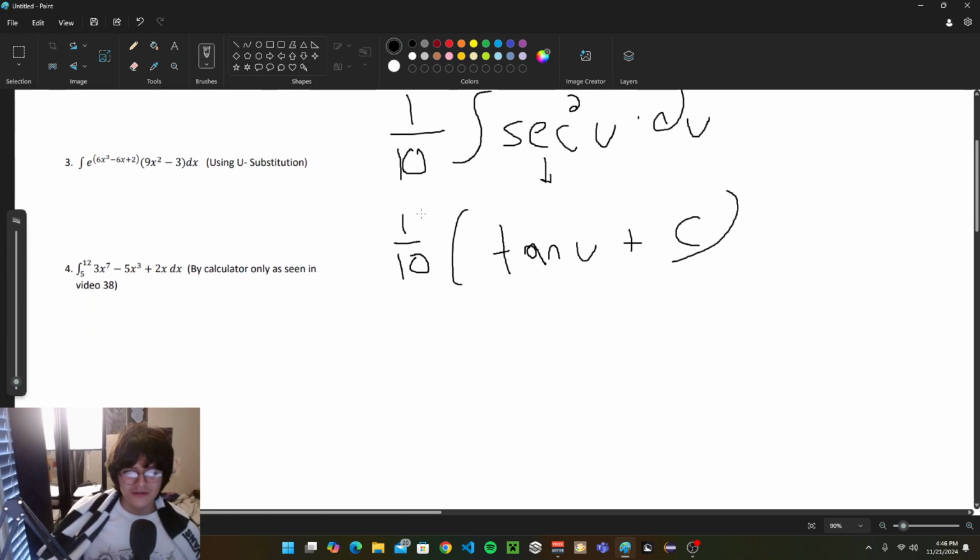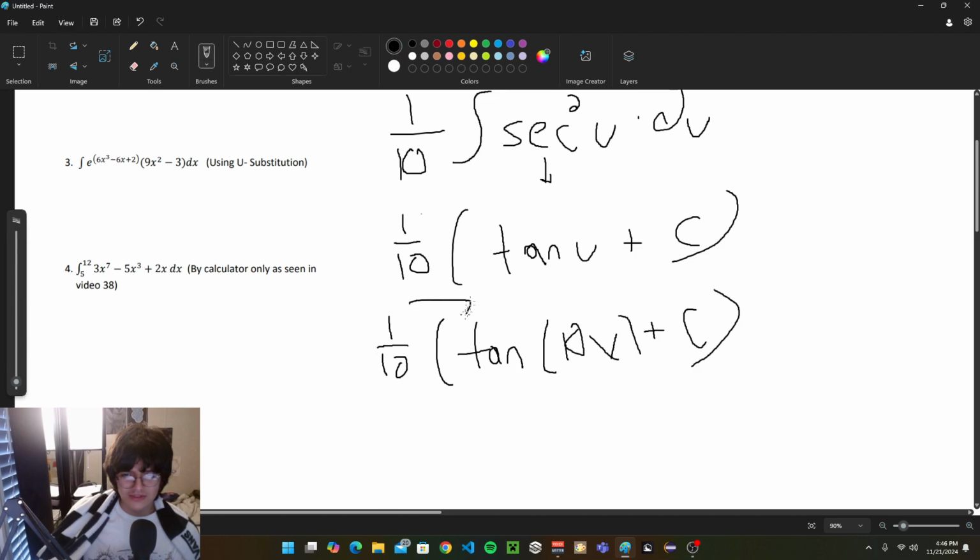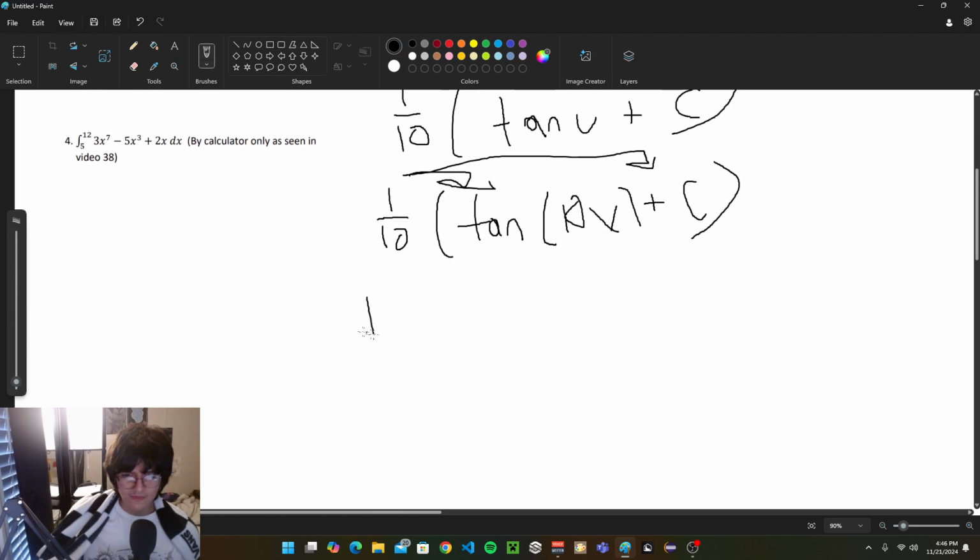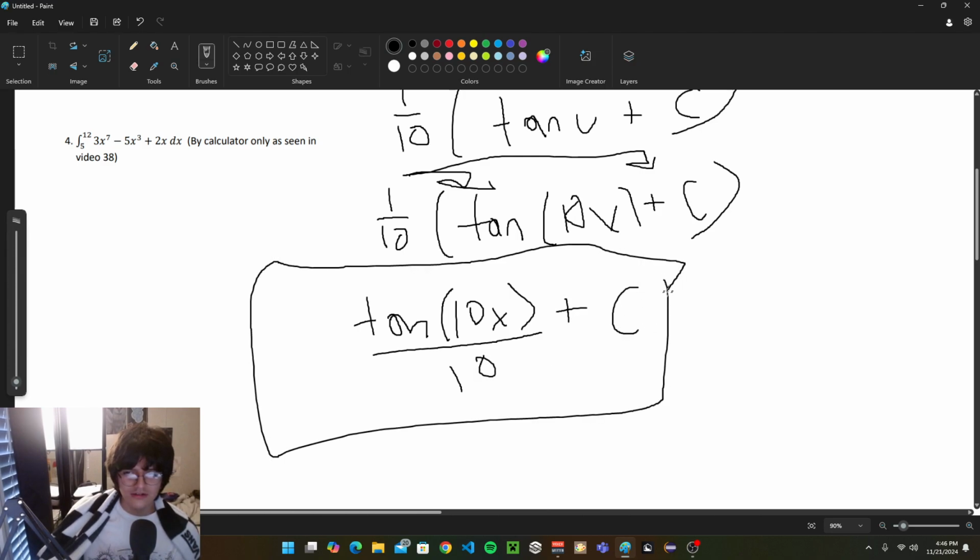Now we're going to plug in u and distribute the 10, so that'll be 1 over 10 times tangent of 10x plus c. So now I guess we can distribute this 1 over 10. So it'd be tangent 10x over 10 plus c. So this will be our answer.